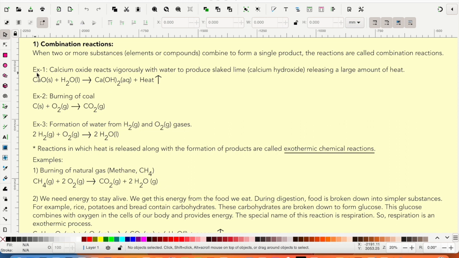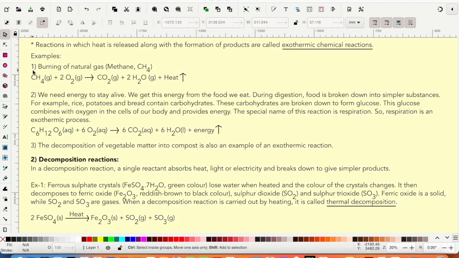Here in example 1, two substances are combining to form a single product and a large amount of heat is getting released. That's why it is an example of an exothermic chemical reaction. A few other examples: natural gas methane burns in air to form carbon dioxide and water, and heat is released. That's why it is an example of an exothermic chemical reaction.